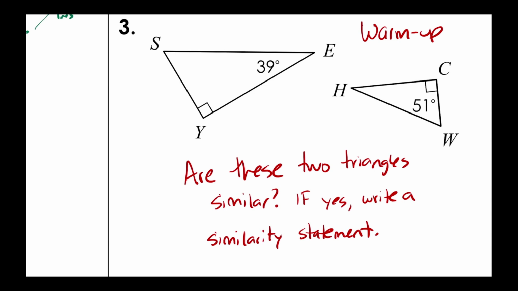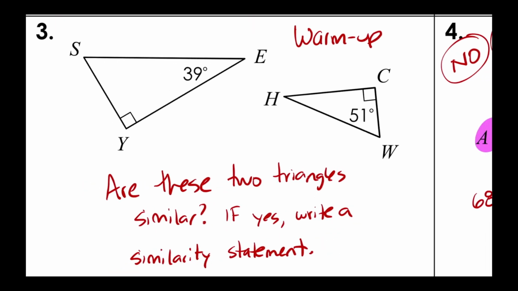So what we're going to do is go over the warm-up, which will review AA similarity, and then we're going to start on SSS similarity. Remember, these are the ways to prove that two triangles are similar, and similar means they're the exact same triangles, but one's just bigger than the other, like zoom in or zoom out. AA similarity says if I can find two pairs of angles that are congruent in the triangles, then I can say that the triangles are similar.